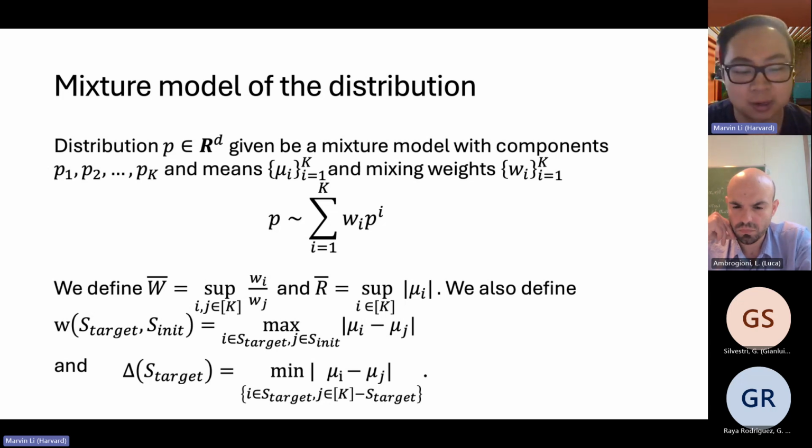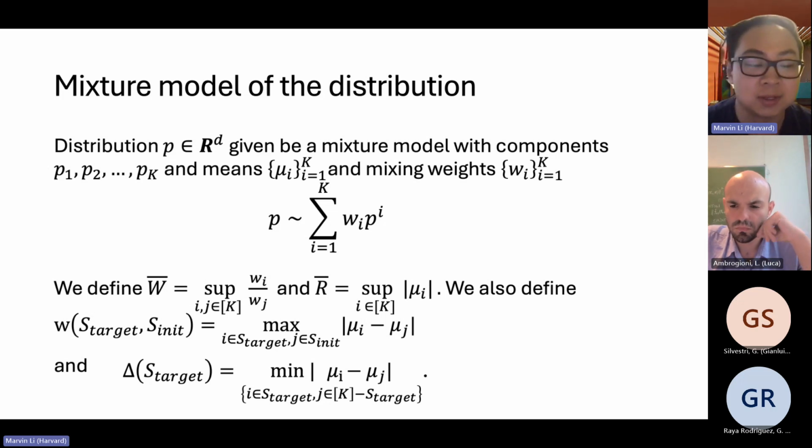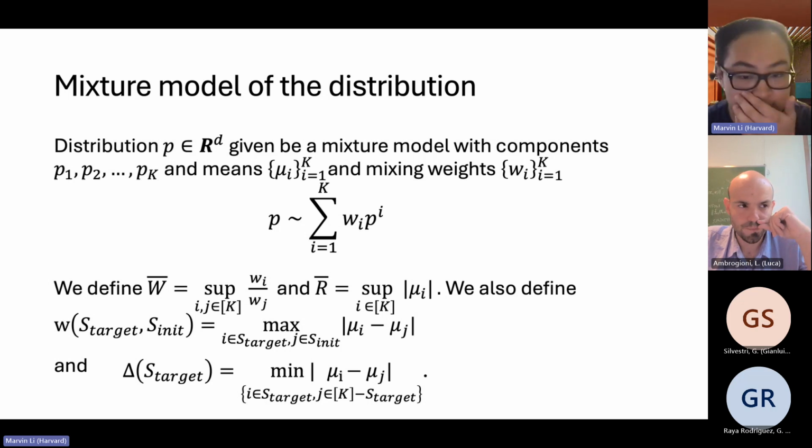We also define these different quantities. We have W overline, which represents the maximum distortion in the mixing weights. We also have overline R, which is the largest magnitude of the means. It'll be useful to keep in mind the width between S target and S init: between two sets, what's the largest distance between means? And then also the nabla S target: given a set, what's the closest mean that's outside the set?